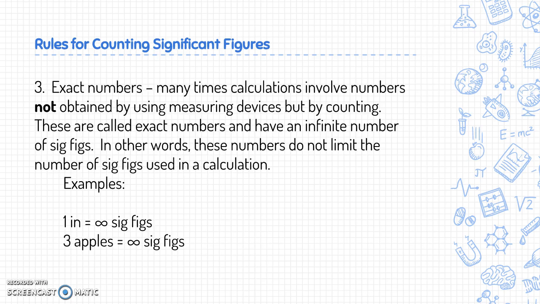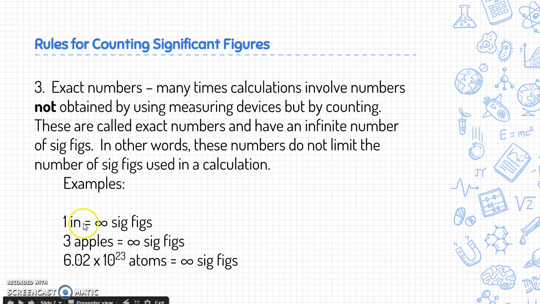If you count 3 apples, for example, that has an infinite number. And 6.02 times 10 to the 23rd atoms would have an infinite number because that's a number that is devised by counting. I should say, however, if I go back to this 1 inch example, if there is 1 inch that was obtained by a measuring device, for example, you used a ruler to measure 1 inch, then it wouldn't have an infinite number. It's only if you were using that 1 inch converting as like 1 inch equal to 2.54 centimeters. Let me go back to this.